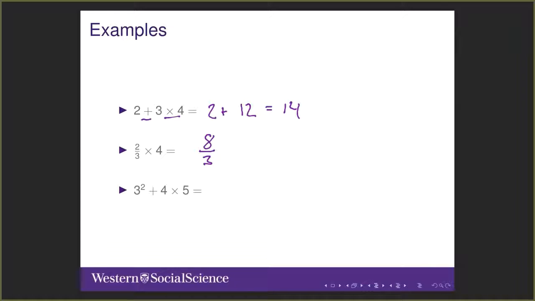In the third equation, we have 3 squared plus 4 times 5. First, we evaluate the exponents, 3 squared, which is 9, plus 4 times 5. Next, we evaluate the product, 4 times 5, so it equals 9 plus 20, which equals 29.